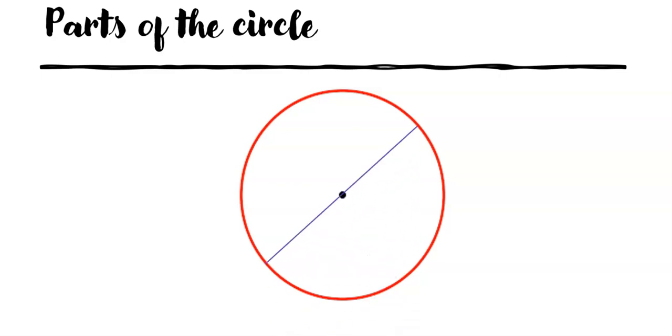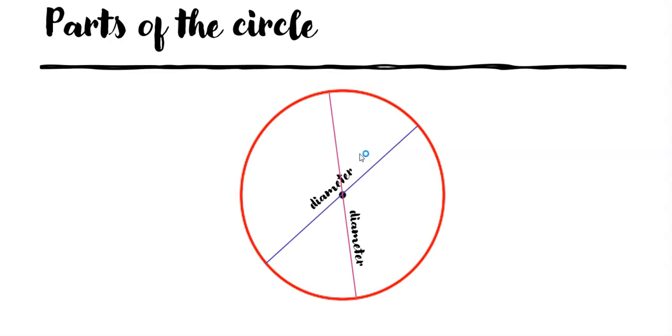Alright, and so the second part of the circle that we want to look at outside of the circumference is the diameter. And the diameter is the line that divides the circle in half. So in other words, that line must run through the center of the circle. So that line running through the center of the circle from any direction is called the diameter.